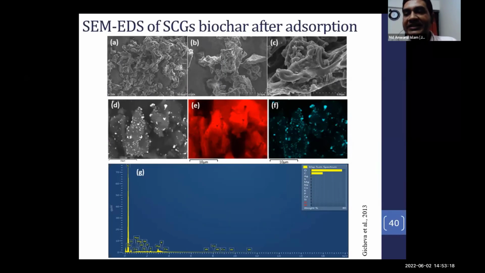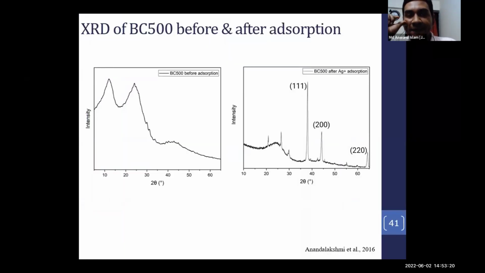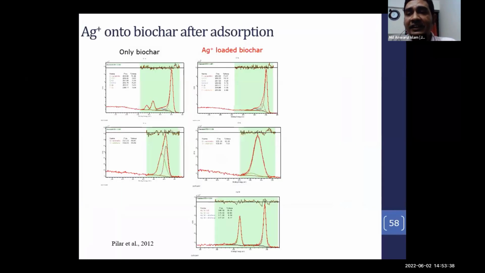To identify this, I did the XRD analysis again. Before adsorption, on the left side, and after adsorption, on the right side, the sharp peaks indicate the presence of metallic silver. But still, we don't know which form of silver is present in this biochar. I used silver nitrate, I mean silver ion, but what was the chemical transformation?